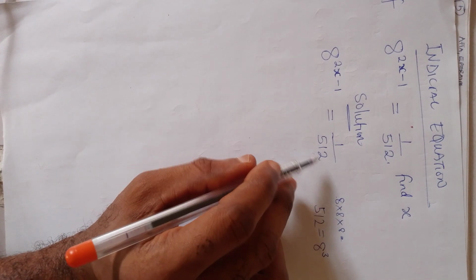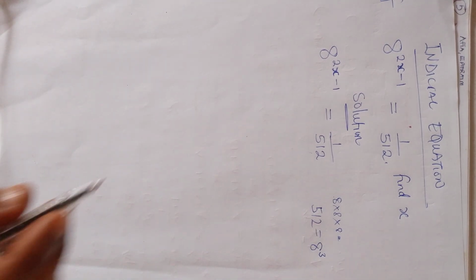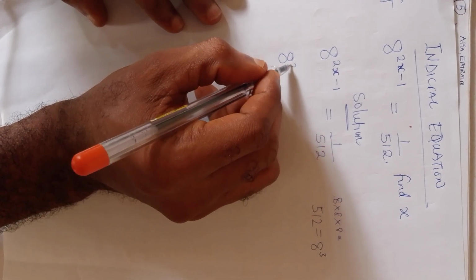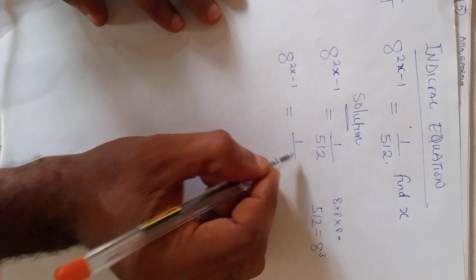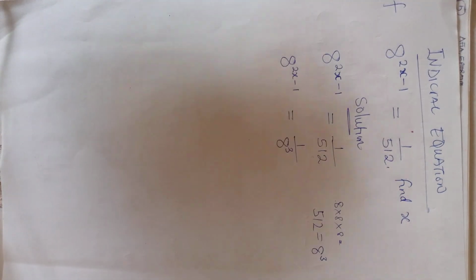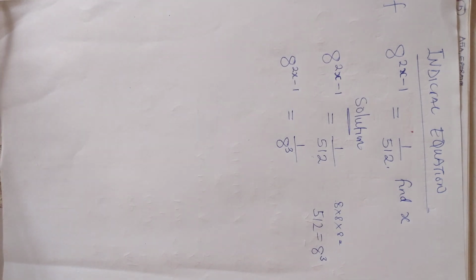So we are going to replace 512 by 8 raised to power 3 in the right hand side of the equation. So we are going to have 8 raised to power 2x minus 1 equal to 1 over 8 raised to the power of 3. Note we are using 8 because the base here is 8.